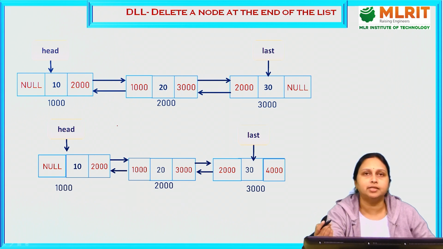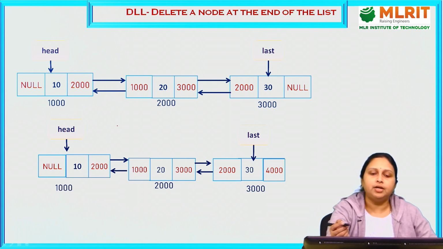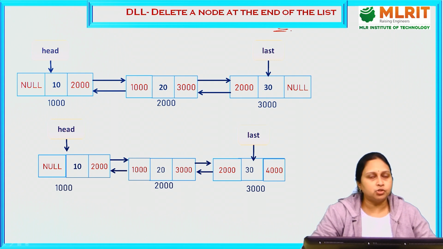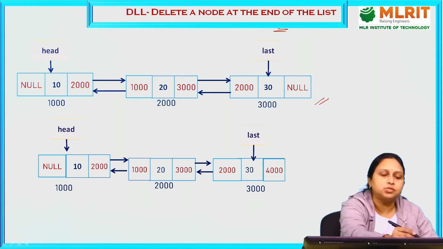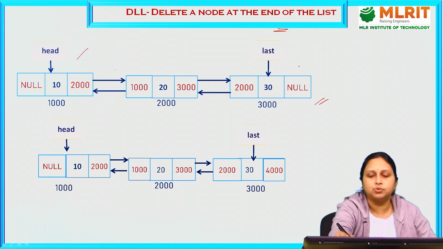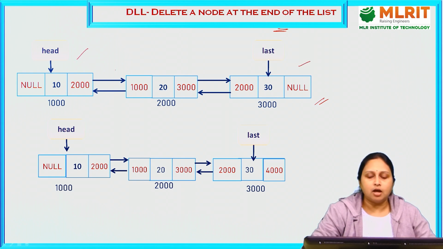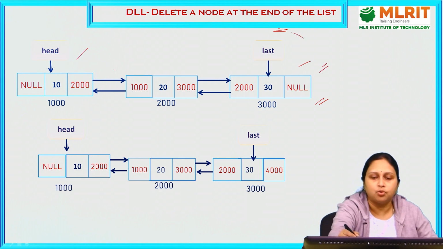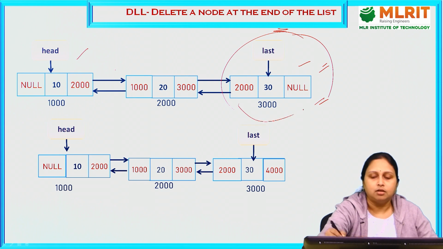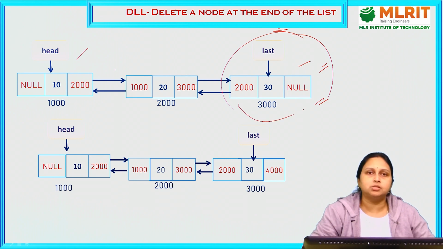Let us take the second one, where we are going to delete a node at the end of the list, right. Now here also we are going to consider three nodes, right. The first node represents the head and the last node represents the last. Now I want to delete the last node. This node I want to delete, right. When I want to do that, what are the steps that are required here? Let us see stepwise how we are going to do this.